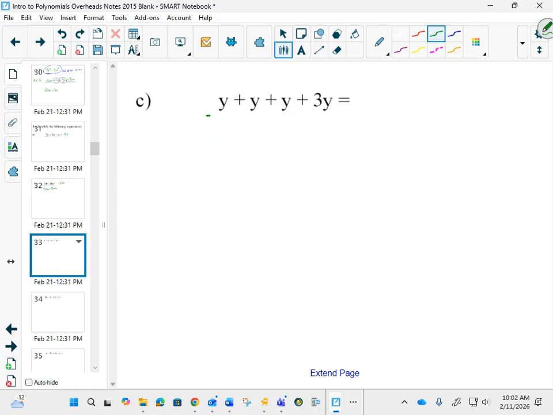Third one, this is a y, this is also a y, this is also a y, this one also has a y. All 4 of those are like terms. 1y plus 1y plus 1y plus 3 y's. 6y. You will have 6 y's.